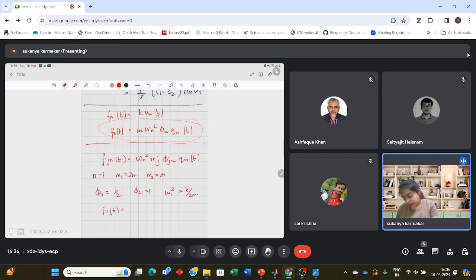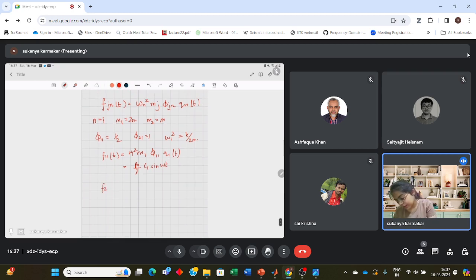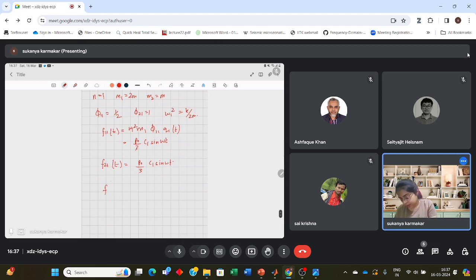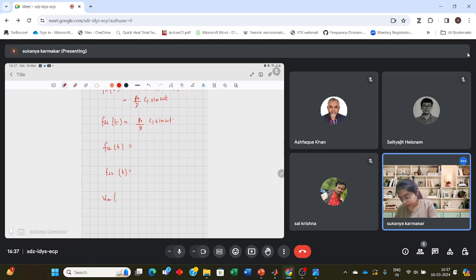You will see that f11(t), with j is 1, n is 1, is omega 1 square m1 phi 1 1 q1(t). If you substitute them, you will get p naught by 3 c1 sine omega t. Then you can calculate f21, that is the shear on the second floor due to the first mode. You will get this to be p naught by 3 c1 sine omega t. Then you should calculate f12 and f22. I'm skipping these two terms. And finally, the shear on the first floor due to the nth mode will be the force on the first floor due to the nth mode.